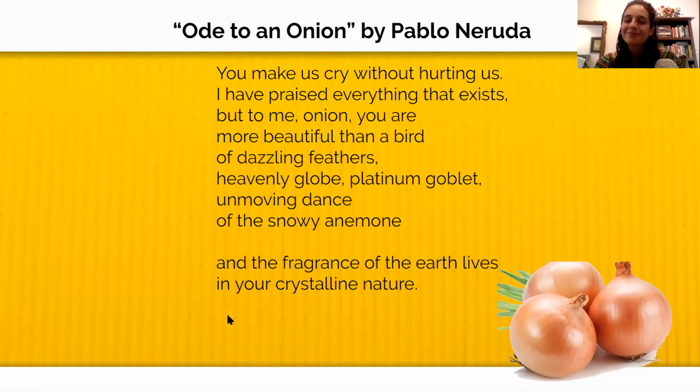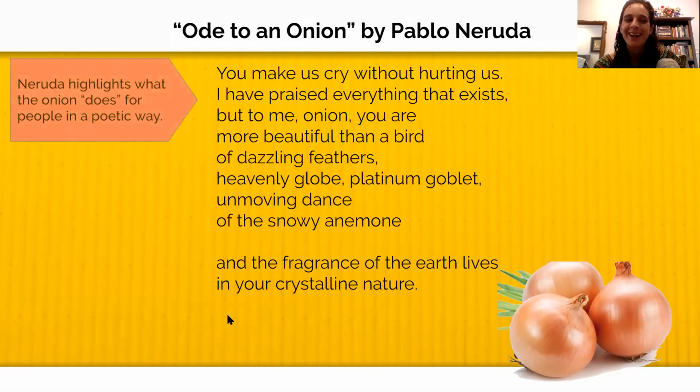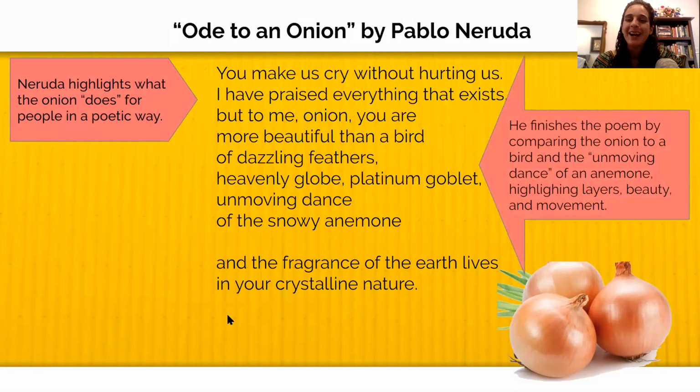Onions. Now here, I like this line a lot. He highlights what the onion does for people poetically. You make us cry without hurting us. Yeah, that's right, it's true. And then he finishes the poem by comparing the onion to a bird and the unmoving dance of an anemone.